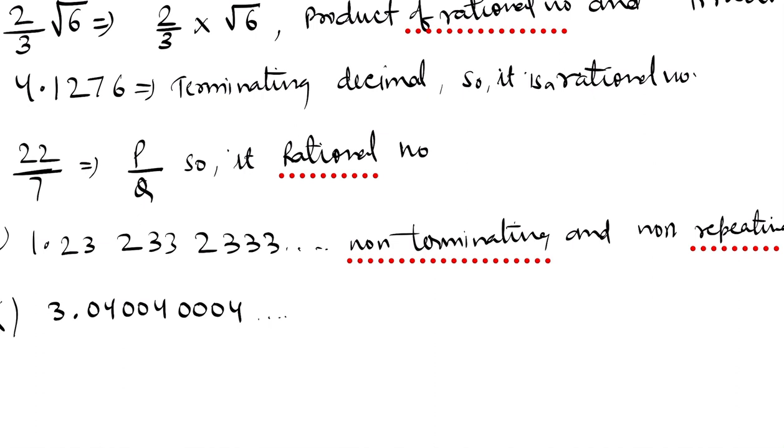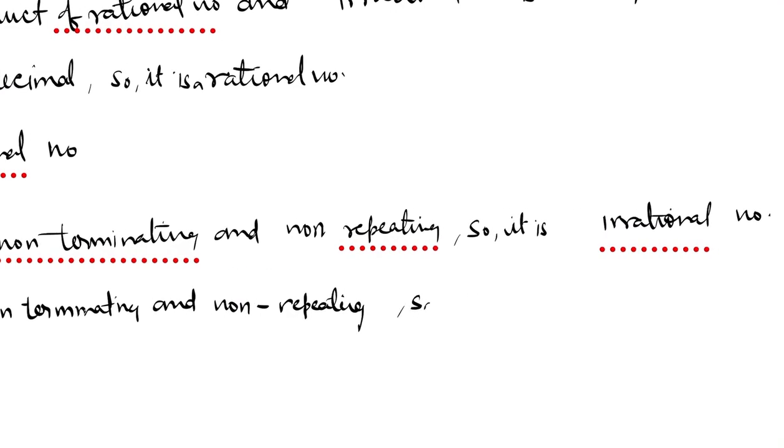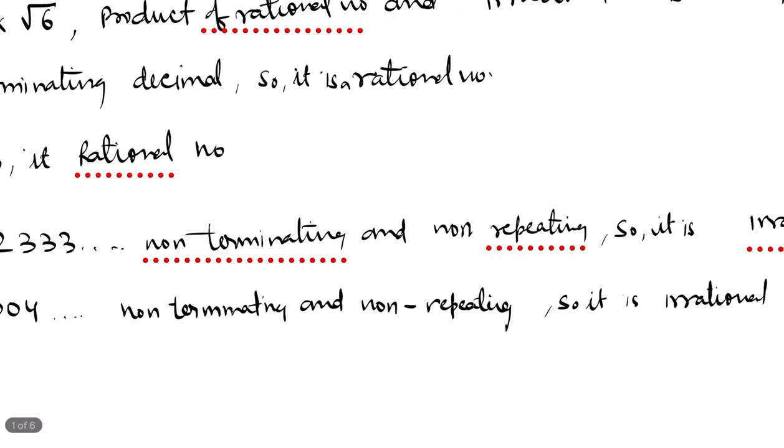Now, the ninth question is 3.0400400004... Again, this is non-terminating and non-repeating. So it is also an irrational number.